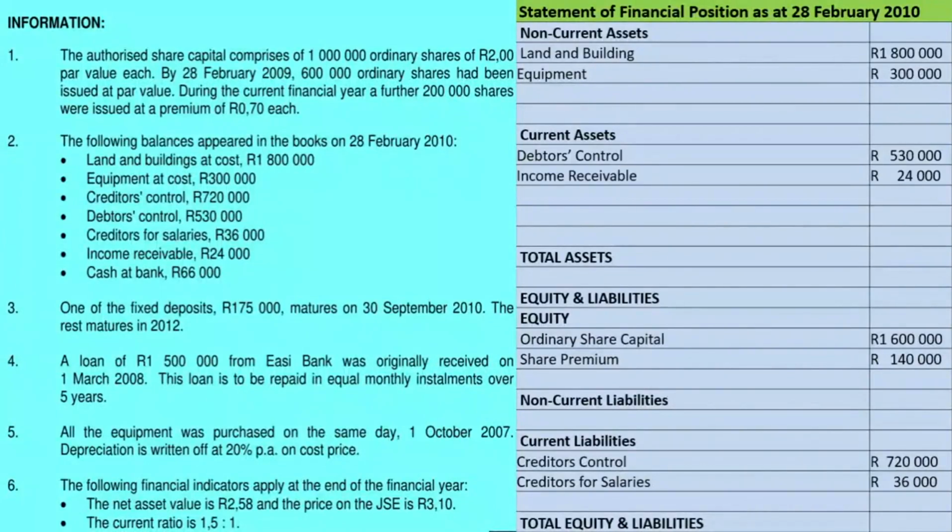Then cash at bank. You know that cash is a current asset as well. So we record it under current assets. So we've just recorded all of them that have been mentioned in number 2. Let's move on to number 3.